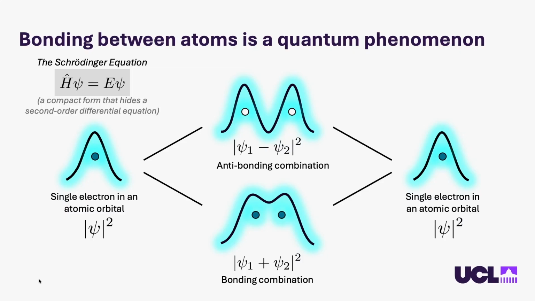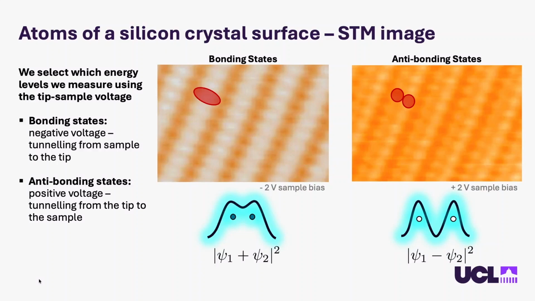And it depends on the polarity of the voltage that we apply to our tunnel junction. So when we have a negative sample bias, we tunnel electrons from the sample, from this bonding orbital between the two atoms, and the electrons come out into the tip. But if we reverse the polarity, so now we change to plus 2 volt sample bias, we can inject electrons from the tip into the sample, and we image this anti-bonding orbital. And so you can see in the anti-bonding orbital, we resolve the two atoms separately.